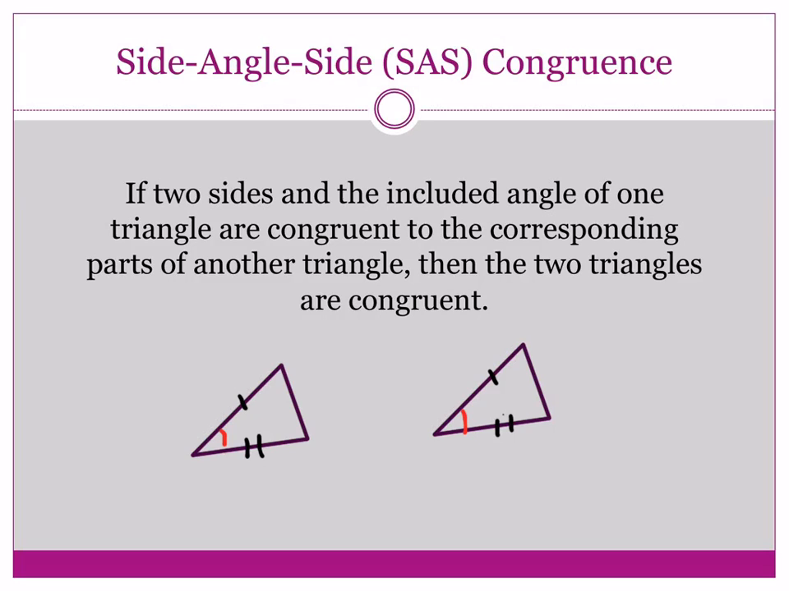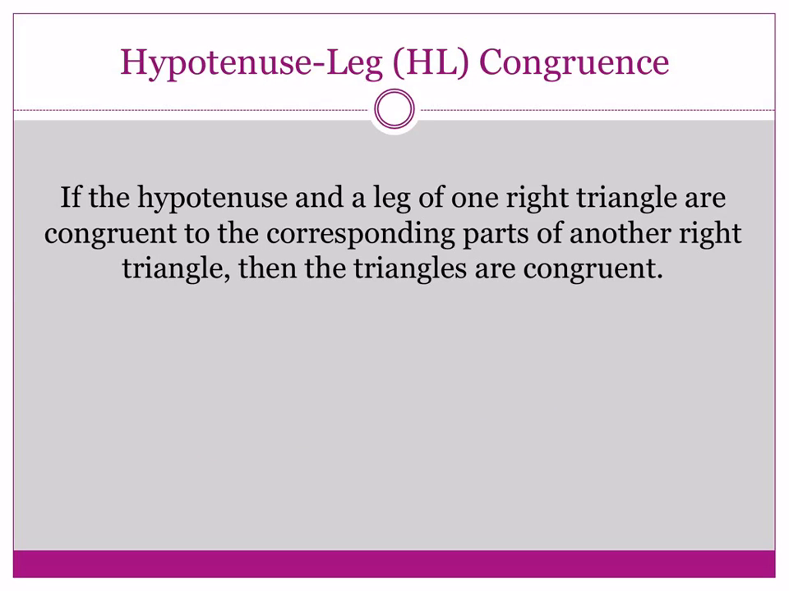All right, the next one is called the hypotenuse leg theorem. In order for us to actually use the word hypotenuse, we must be talking about a right triangle, right? Because triangles don't have a hypotenuse unless they've got a right angle. So this is a right triangle theorem. So if the hypotenuse and the leg of one right triangle are congruent to the corresponding parts of another right triangle, then the triangles are congruent.